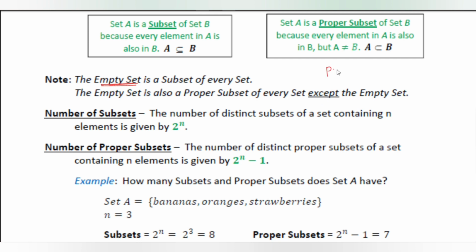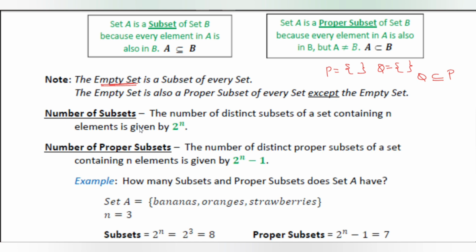So we can have a set P being an empty set. If set Q is also an empty set, then set Q is just a subset of P, but not a proper subset of P.